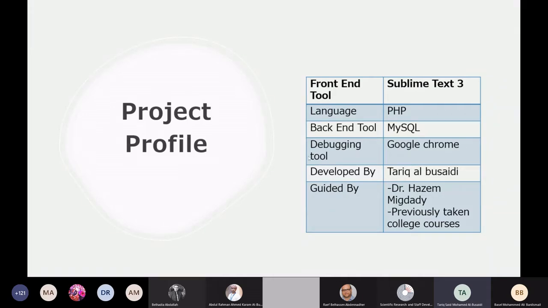The project profile: we use the front-end tool, which is Sublime Text 3, and the language was PHP, which is very commonly used in creating and designing websites. The backend tool is MySQL, which is the database used to store all the data in the website. For debugging, we used Google Chrome because it is more flexible to diagnose and check whether the system is working or not. It was developed by Tariq and guided by Dr. Hazem, and previously taken college courses.